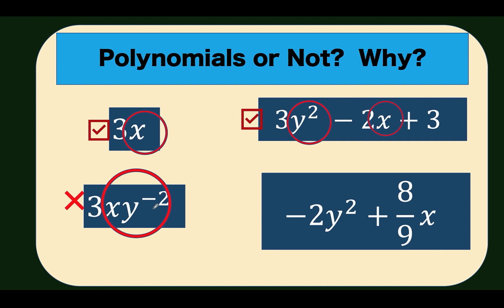How about negative 2y squared plus 8 over 9x? Again, let's identify the variables. We have y raised to the second and x. There is no violation among the three tests to identify a polynomial. Therefore, this is a polynomial.